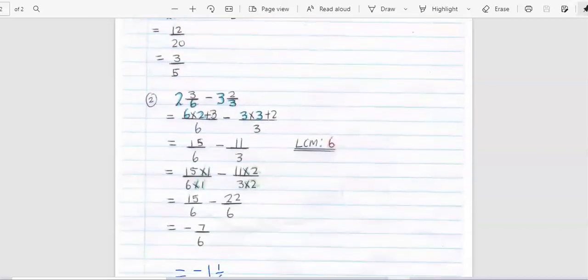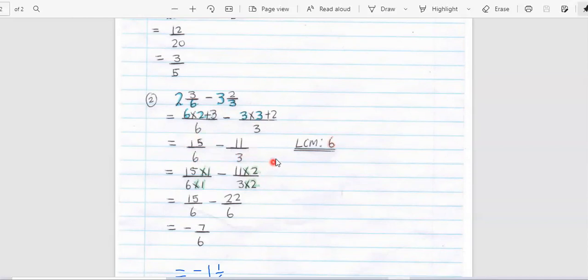Then let's look at our last example. In our last example, we have a mixed number present. So remember, as we did when we were adding our fractions, we must do the same thing when we're subtracting fractions: convert the mixed number into an improper fraction. So we'll go 6 times 2 plus 3 over the denominator, which is 6. Bring down the same denominator. Then in the second fraction, we do the same thing, 3 times 3 plus the 2 over the same denominator, which is 3. Now, after that, we'll get an answer of 15 over 6 minus 11 over 3.